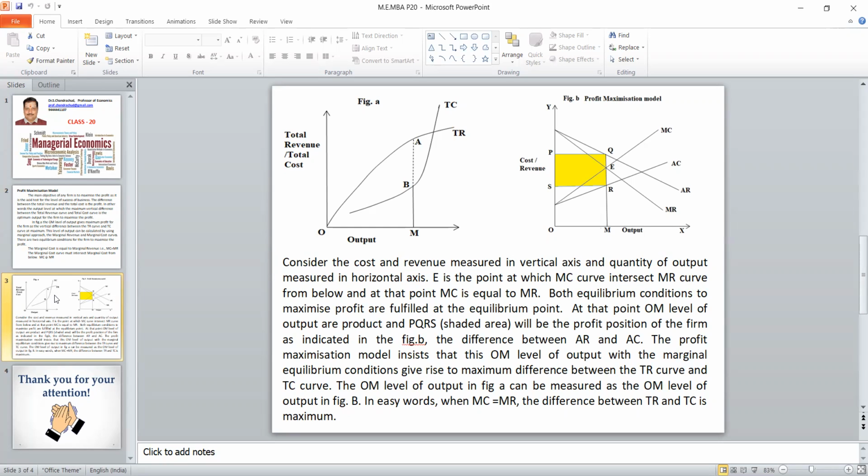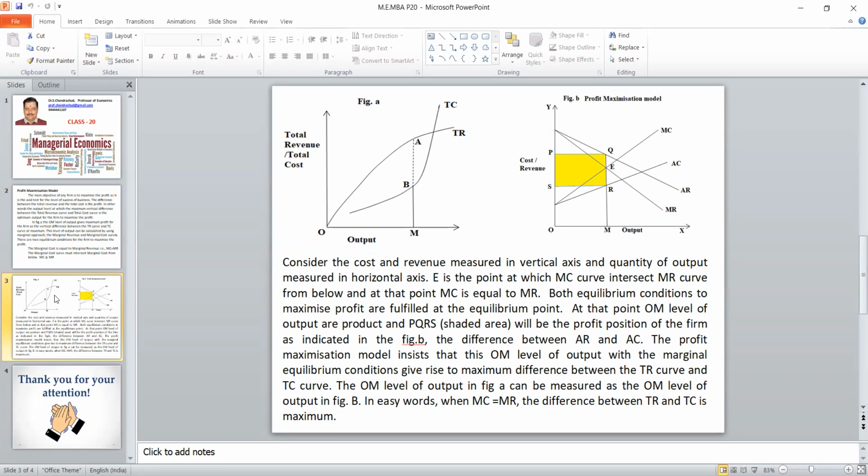Then we add the fixed cost and variable cost, combine them, and get the total cost curve. It is studied in the cost-output relation in unit 3. Both theories I have already taught. When we draw these two curves in a graph, you can see that at a particular level, A B is maximum. A is a point on the TR, B is a point on the TC. At that OM level of output, this is maximum.